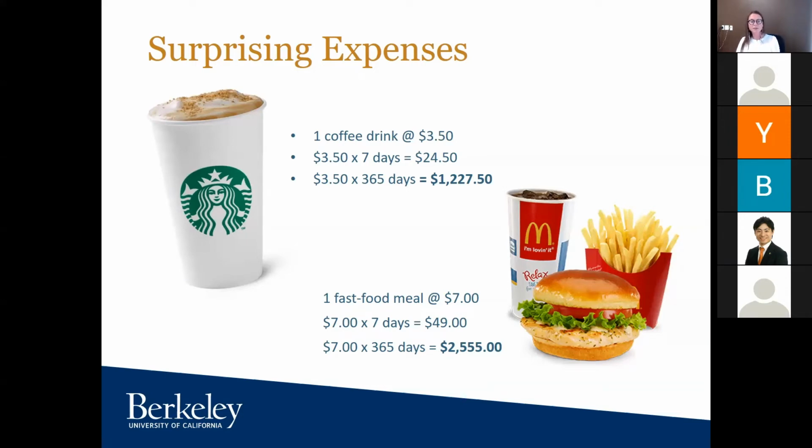Similarly, fast food can really add up quickly. If you buy one meal at $7 for 7 days a week, you're looking at $49. But if you do that all year, that's going to add up to $2,555. So if you add the two of those, if you get a Starbucks drink and a fast food meal every day, that's quite a bit of your budget that you'll be spending on those. So always good to think about how those small expenses can really add up over time.